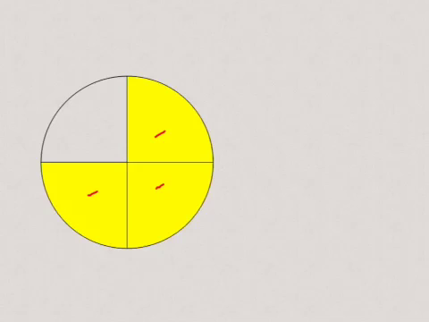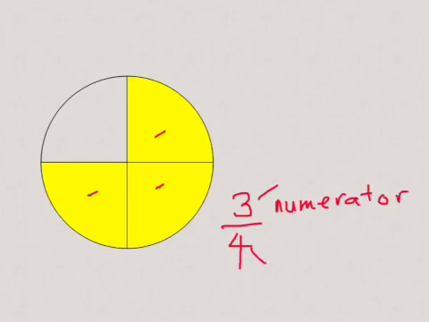How do we write out this fraction? Let's write 3 out of 4. Now, 3 out of 4, or 3/4 of this circle, is shaded. This 3 over here, there's a special name for it. It's known as the numerator. While this 4 over here is known as the denominator. Let me write down. Yes, the denominator.